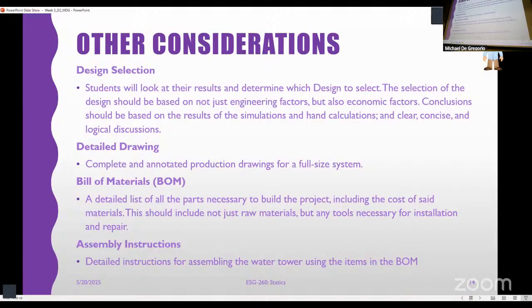Wait, say that one more time. I'm sorry. Okay. So the way that it's written in the project description is that you're going to have filtered water coming in, right? So if you're going to put a filter on top of that, that's fine, but then you have to account for the additional weight of having the filter there as well.